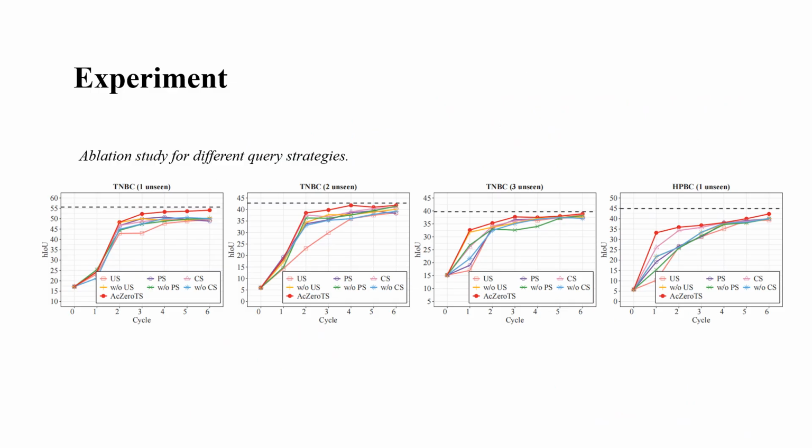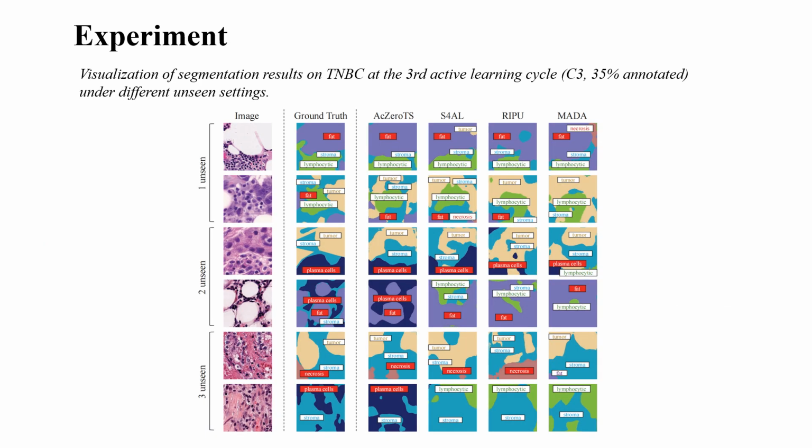We analyze the effects of each query strategy in AcZeroTS on the TNBC and HPBC datasets. The results indicate that using all three criteria together consistently achieves the best segmentation performance across all cycles and datasets. We also present sample visualization results on TNBC at the third active learning cycle. Compared to SOTA active learning methods, AcZeroTS can more effectively detect unseen tissue regions, as well as achieve better segmentation.